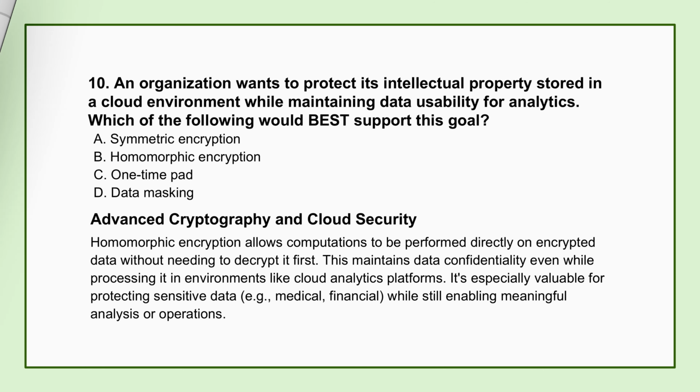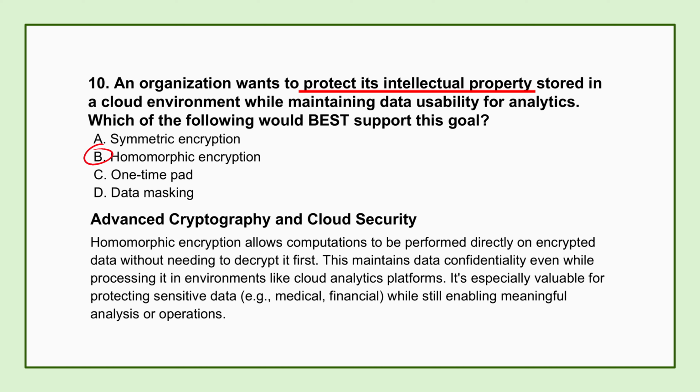Focus on the plan. Okay, last question, number 10. Back to the cloud and protecting valuable data. An organization has intellectual property it wants to analyze in the cloud, but needs to keep it super secure, yet usable for analytics. Best method? Symmetric encryption, homomorphic encryption, one-time pad, or data masking. The best fit for that specific, rather advanced requirement is homomorphic encryption.